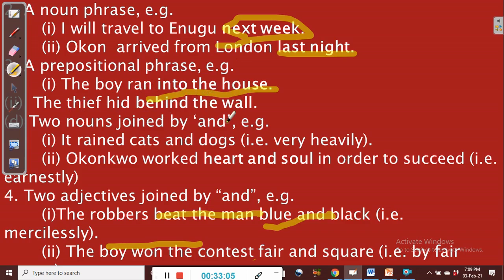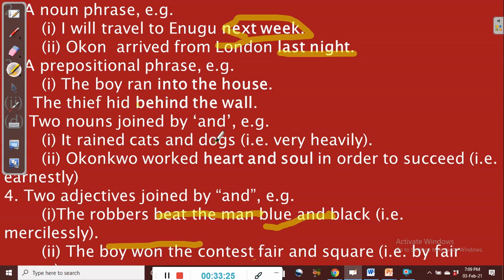The thief hid behind the wall. Where did the thief hide? Behind the wall. An adverbial phrase of place. It's telling us where the thief hid. Alright? So let's look at the next example.